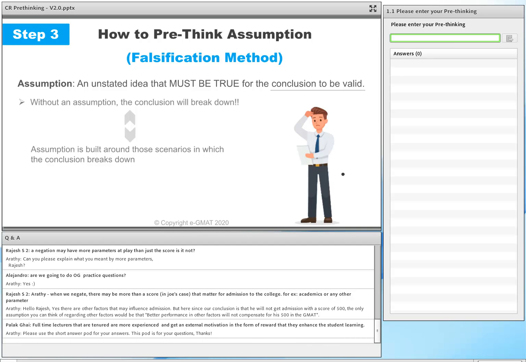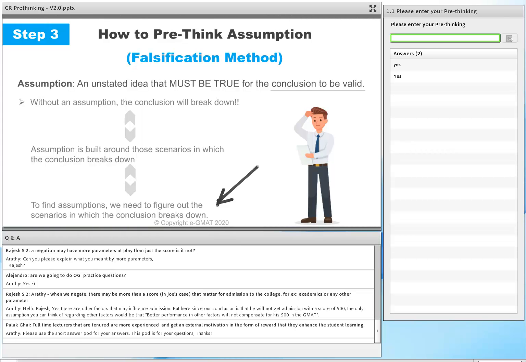We figure out the scenarios where the conclusion breaks down. Once we figure out those scenarios, we build assumptions around them so that those scenarios don't happen. Does that make sense? To figure out an assumption, figure out where the conclusion breaks down. Why? Because the job of an assumption is to prevent that conclusion from breaking down. Once you figure out where the conclusion breaks down, all you have to do is say, that scenario is not possible because my assumption says so.